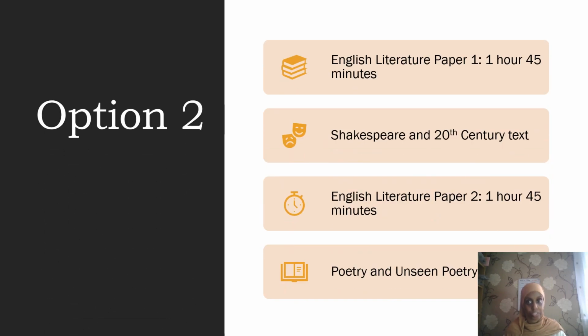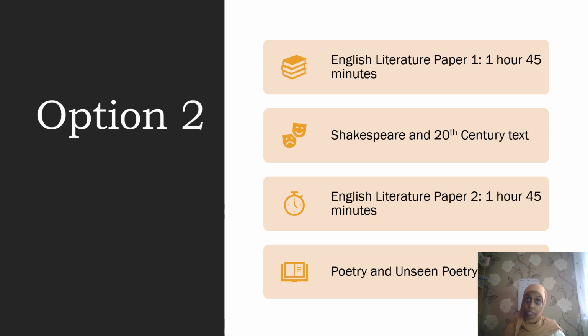Option 2, again, would be paper 1 with Shakespeare and the 20th century text. And again, paper 2 would stay the same with poetry and unseen poetry. So that is how they're looking at doing it. So it will depend on which text your school wants to do.